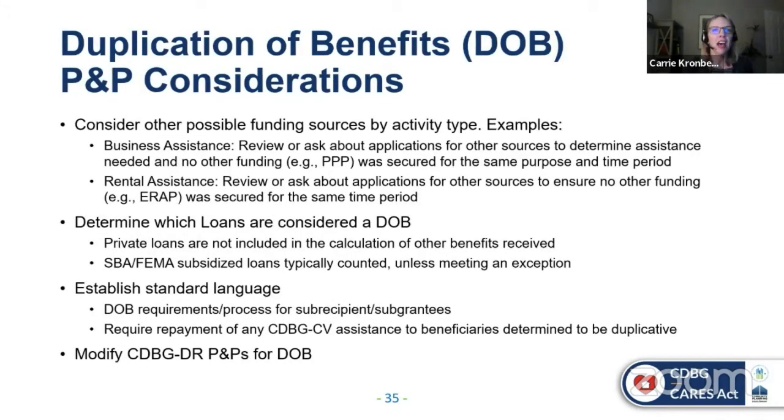Thanks. And a note here, the duplication of benefits requirements are very similar for DR and CDBG-CV. But just to note, unlike other disaster funds, if you're administering CDBG-DR, you're probably familiar with the statutory order of assistance. That doesn't apply to CDBG-CV. So grantees don't have to validate the order of which other funding sources are available and should be spent first. It's really just ensuring that an actual duplication of benefits doesn't occur.